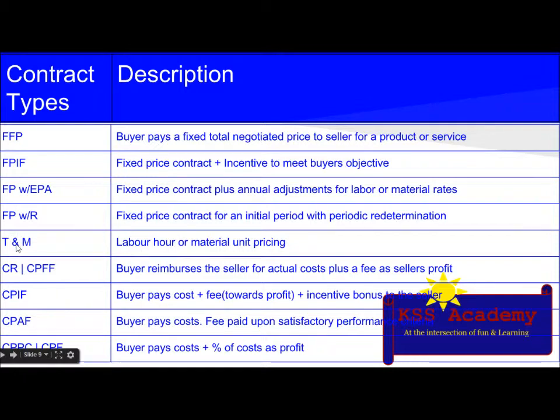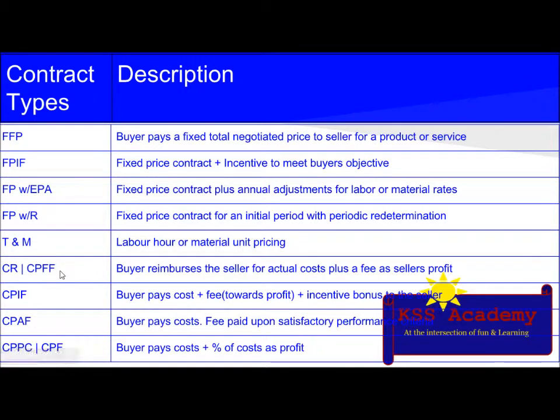The next thing is time and material or unit price contract. The description is labor hour or material unit pricing. And the example could be $100 per hour labor or $25 per yard of carpet. So it is basically a unit pricing thing. Its characteristics are fixed price plus cost reimbursable characteristics, and it is used for staff augmentation and outside expertise.